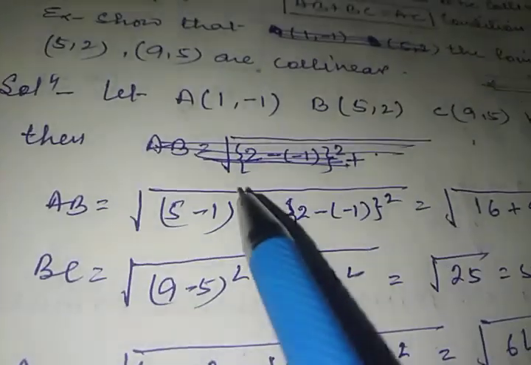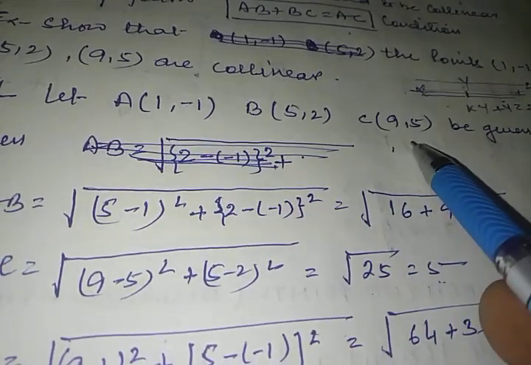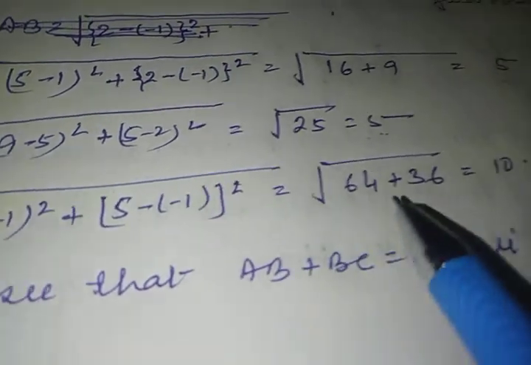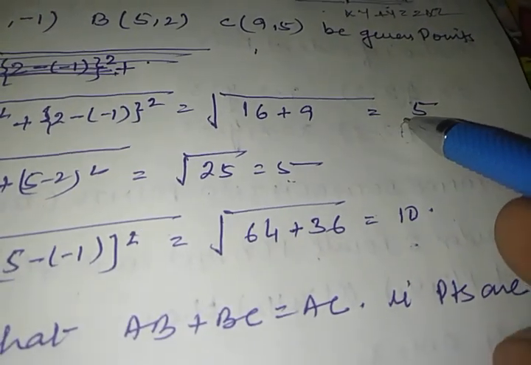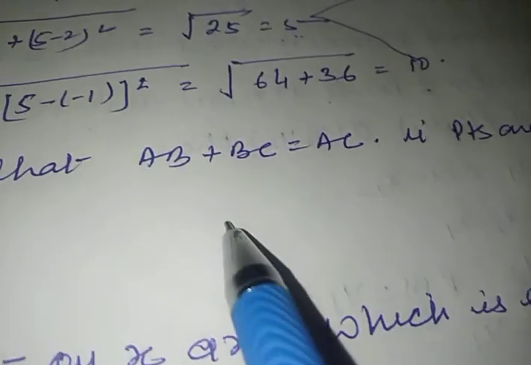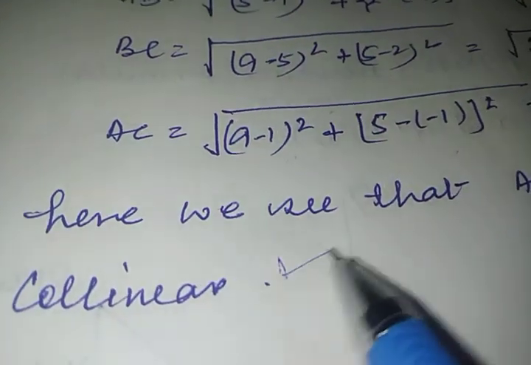Then AC. A is this point, C is this point. This is x1, y1. This will be x2, y2. So this is (9 minus 1) square, (5 minus 1) square. This is 100. This is 10. So you see 5 plus 5 is equal to 10. So that is AB plus BC is equal to AC. That is, the points are collinear.